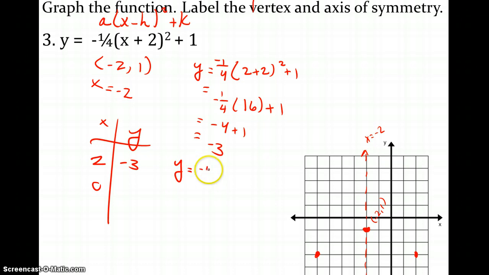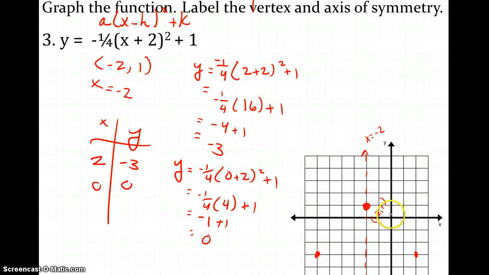Y equals negative 1/4 times 0 plus 2 squared plus 1. Negative 1/4 times 2 squared is 4. Plus 1. Negative 1/4 of 4 is negative 1, plus 1 is 0. Oh, 0? That doesn't seem right. What did we do wrong? Oh, we didn't do anything wrong, because we graphed the vertex wrong. Good catch. The vertex.